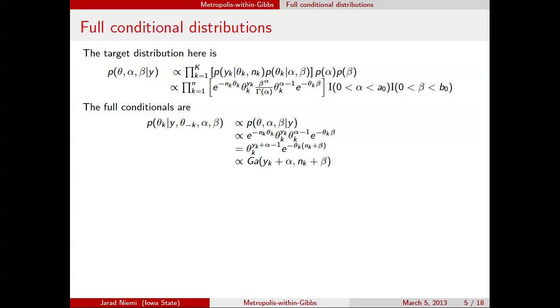All right, so that's fine. This turns out to be proportional to the gamma distribution with those parameters. One thing to note here is that this gamma distribution doesn't depend on any of the other theta k's. It doesn't depend on any of the other expected death rates for any of the other counties. It doesn't depend on any data other than the data for county K.